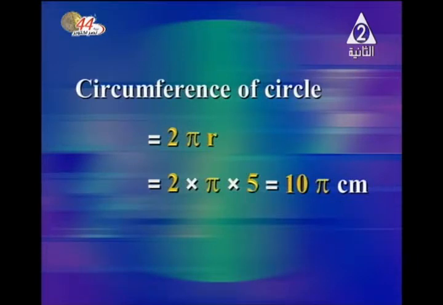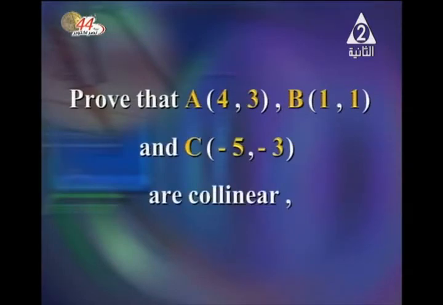Let us have another example. Prove that A (4, 3), B (1, 1), C (-5, -3) are collinear.